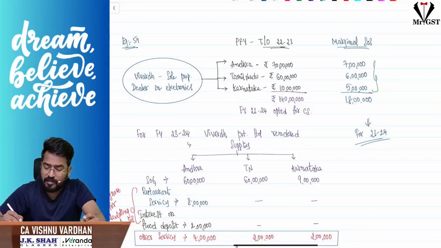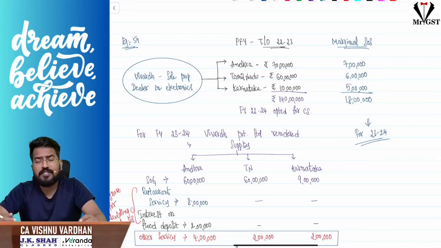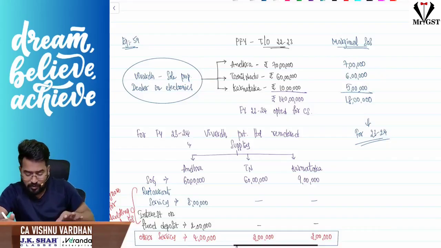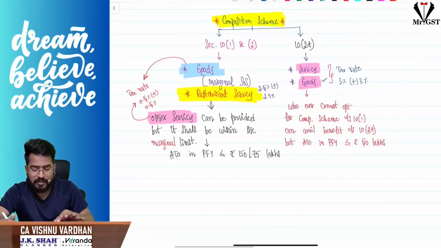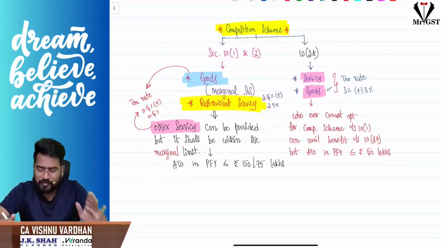So I repeat here, you have the benefit, state wise, to provide some small amount of service that we call marginal supply of services. That you can provide. But other than that, you cannot provide anything if you are under the section 10 subsection 1 option. So that is the concept.